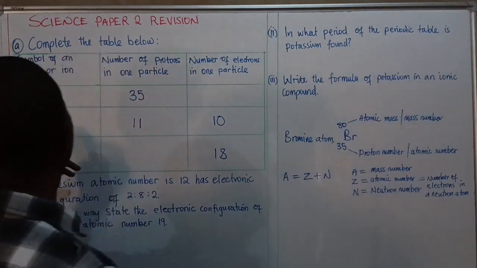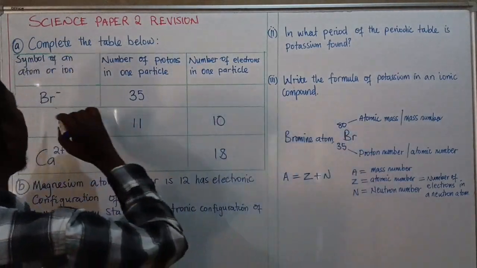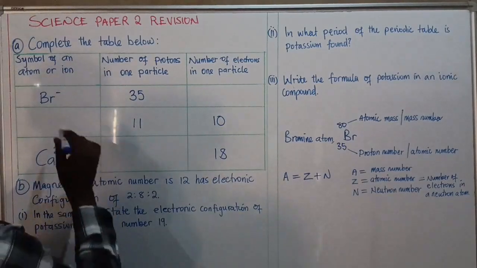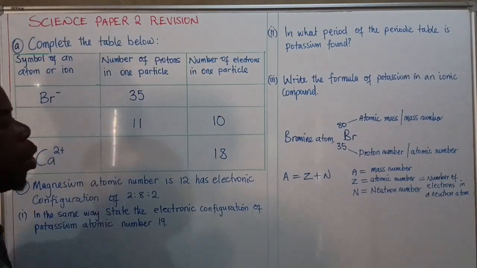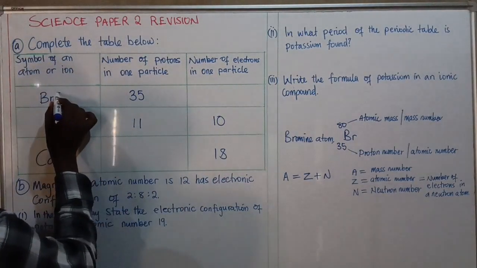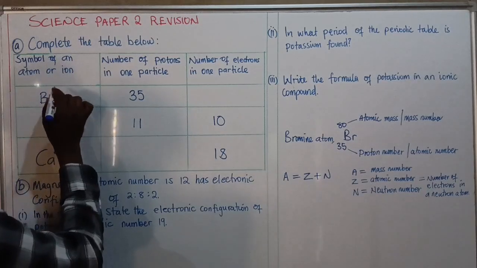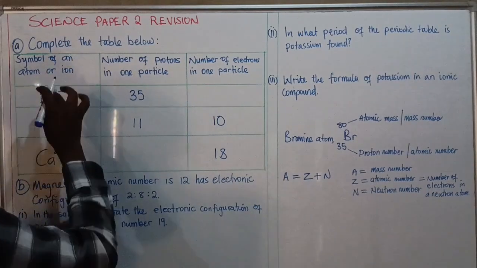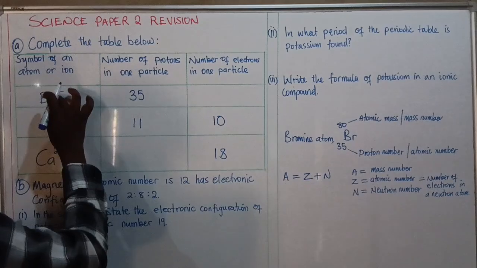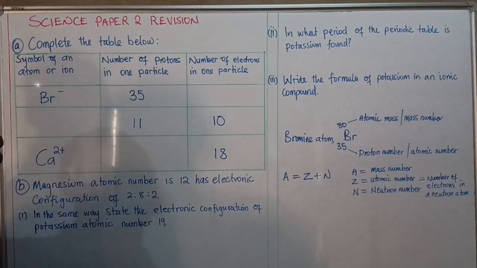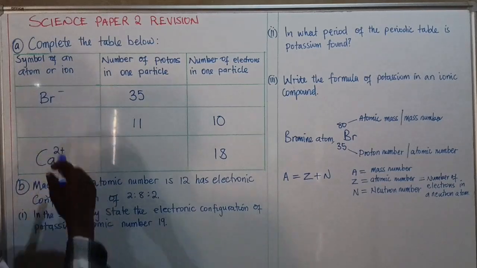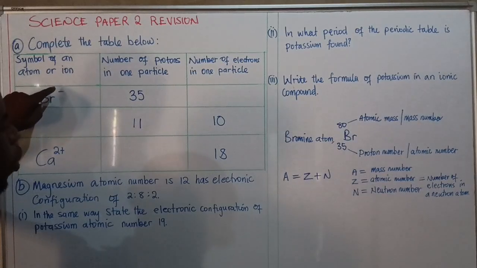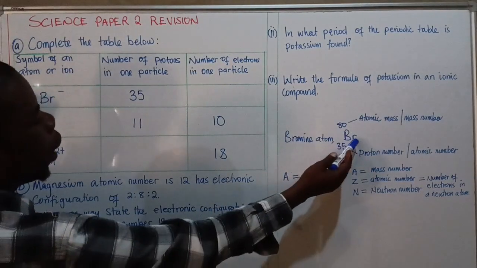Now, here we don't have bromine like this. We have what we call a bromine ion because it has a charge here. The charge is just 1. We are supposed to put 1 and the negative there, but because it is 1, we just don't include the 1, we just put the negative. So what that simply means is that this is an ion because it has a charge. It is an ion of the bromine atom.